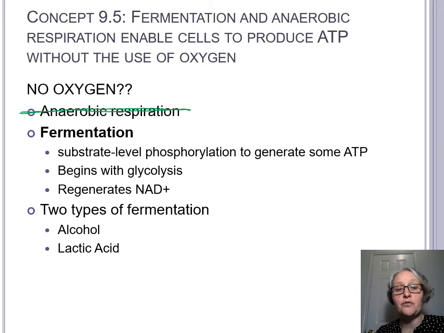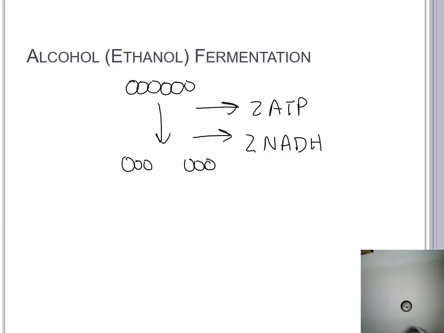There are 2 types of fermentation that I want you to become familiar with. The first one is called alcohol fermentation. The second one is called lactic acid fermentation. Alcohol or ethanol fermentation is going to begin with glycolysis. So the first part of this process should look really familiar. We begin with a molecule of glucose. There's our 6-carbon glucose up at the top. And we break it up into 2 molecules of pyruvate down here at the bottom.